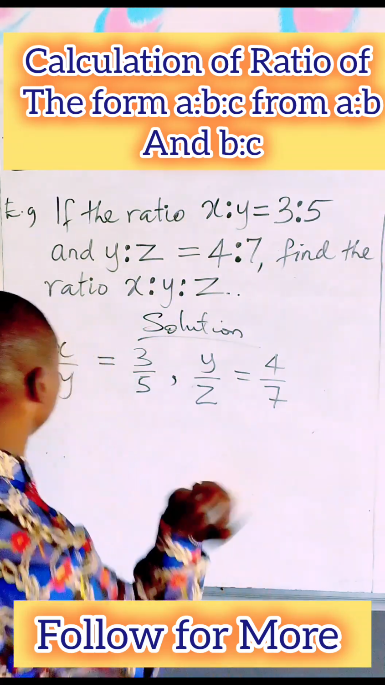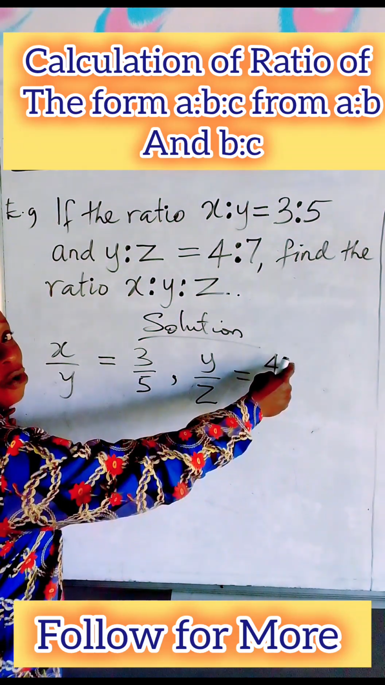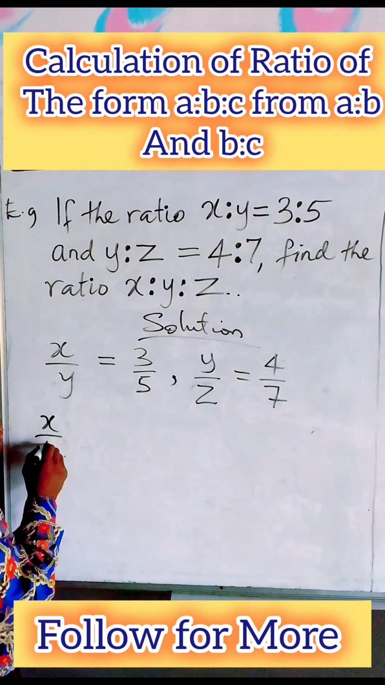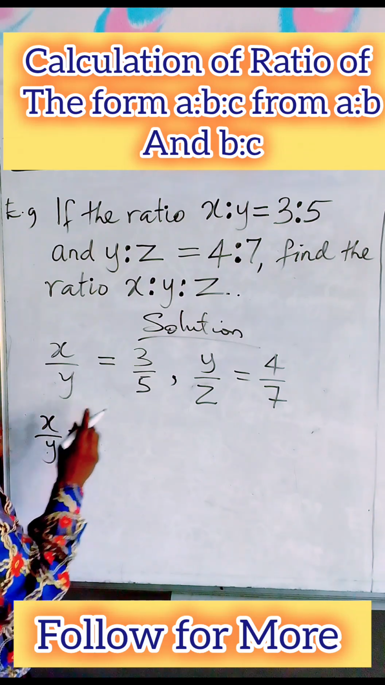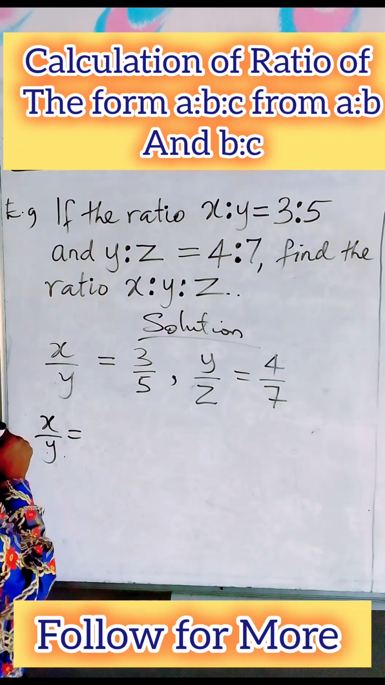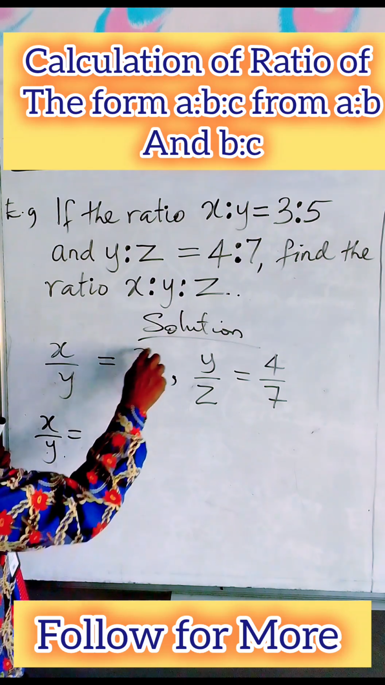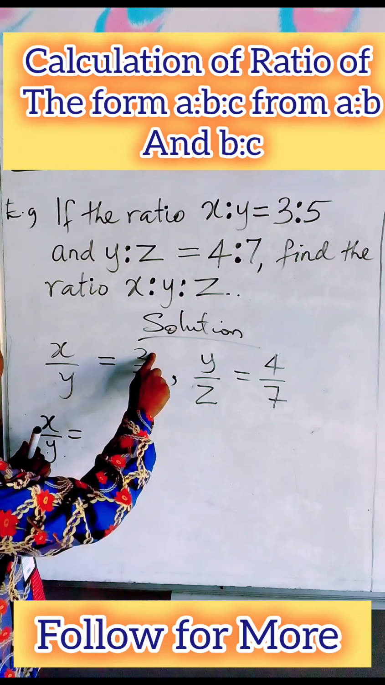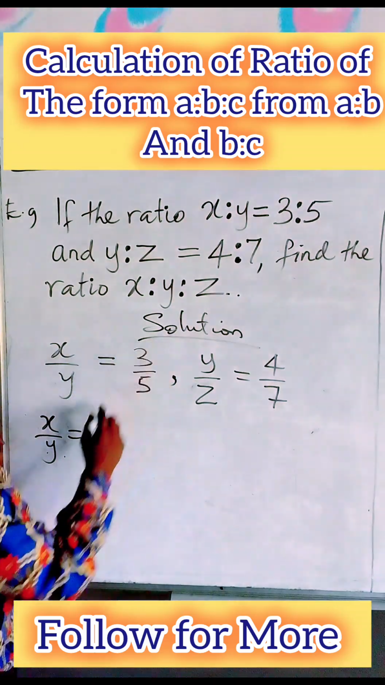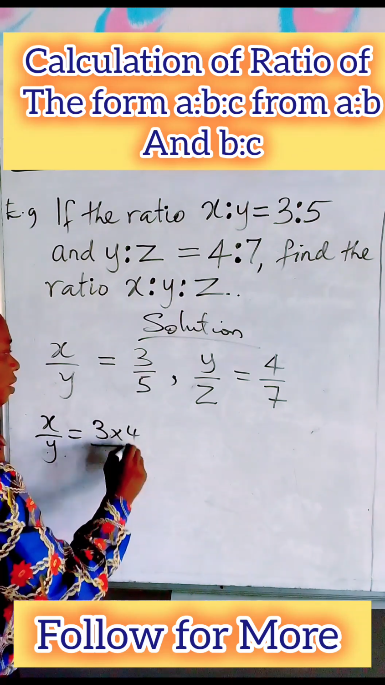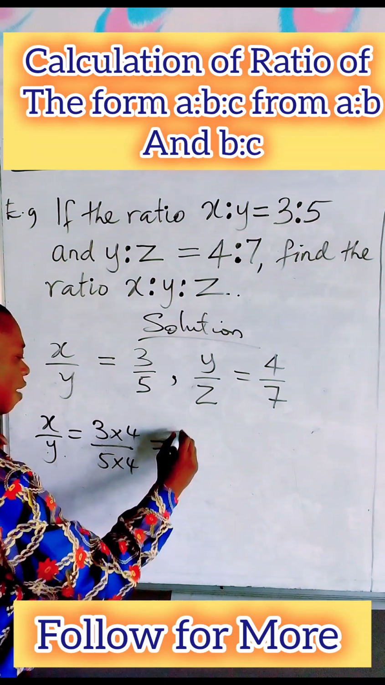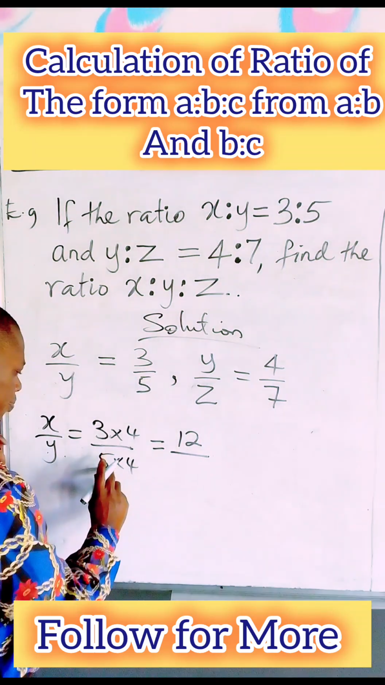So what do we need to do? Just find the LCM of 5 and 4, which is 20. So by the time you come to the first ratio, the LCM is 20. What will I do to 5 to make it 20? I multiply it by 4 to make it 20. I must do the same to the upper number, which is the numerator, so that it will not change that fraction. So multiply this by 4. You have 3 times 4, and multiply this by 4 also to make 20, 5 times 4. And automatically I will have 12 over 20.